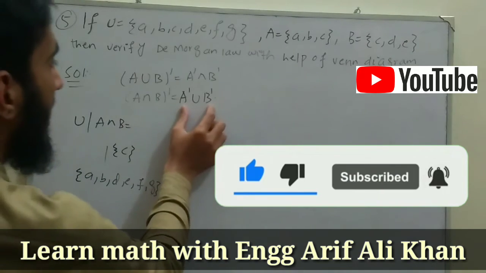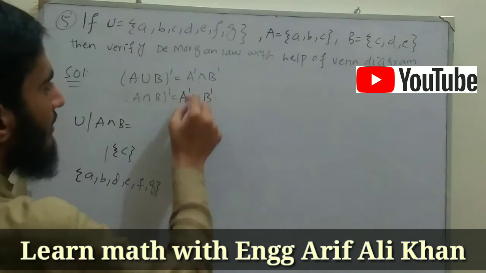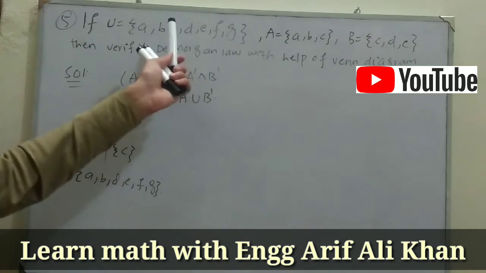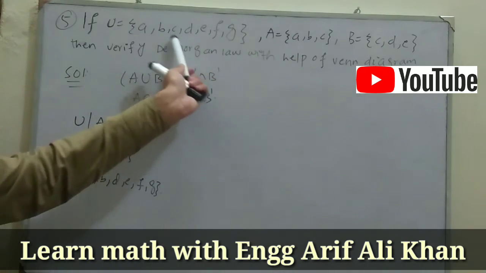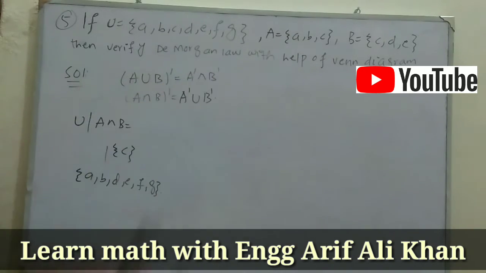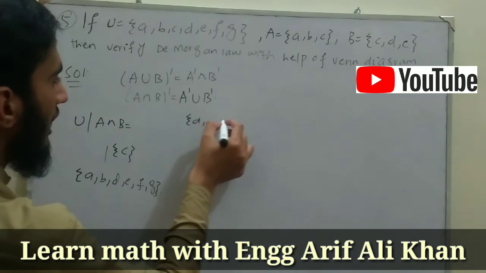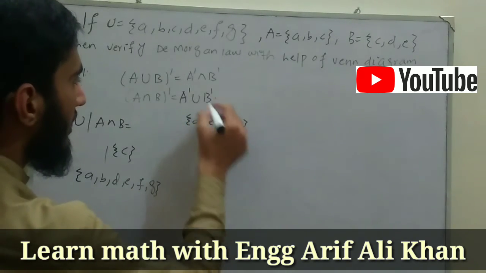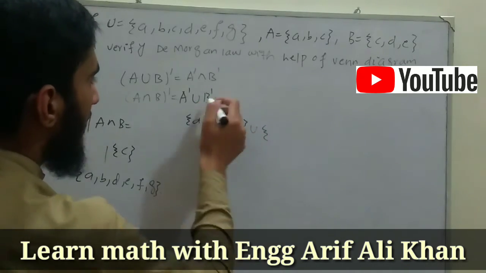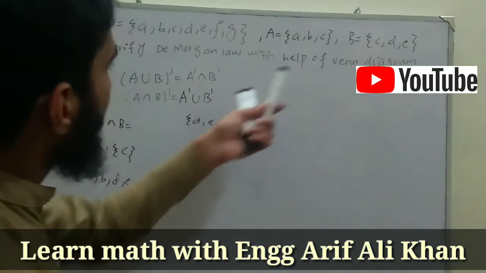Now we are going to find A complement union B complement. A complement means subtraction of A from the universal set. The common elements are A, B, C, and A, B, C. Remove them, we are left with D, E, F, G. So A complement is D, E, F, and G. Here then is the union sign.